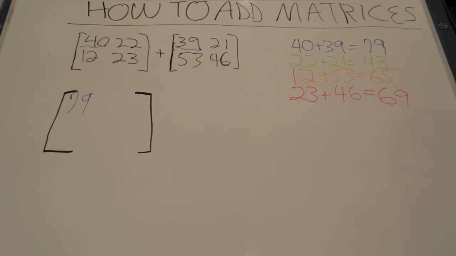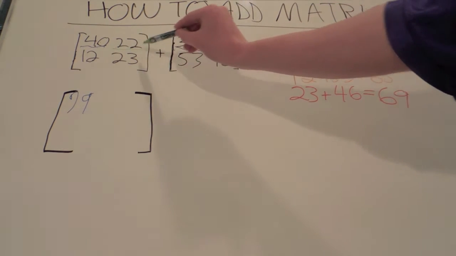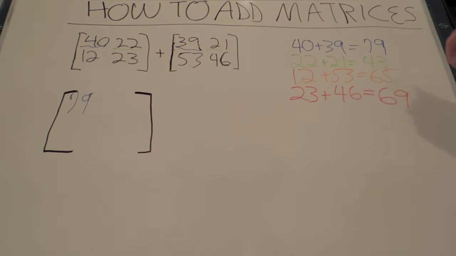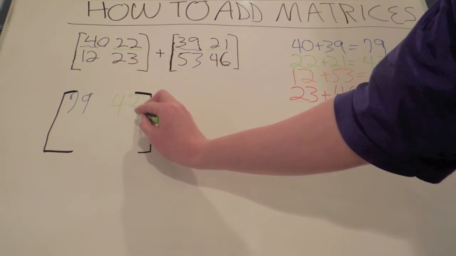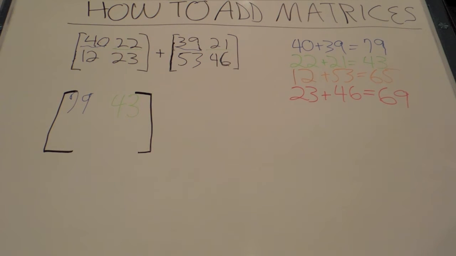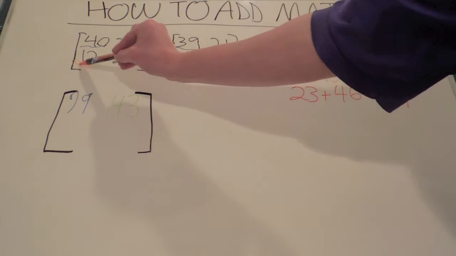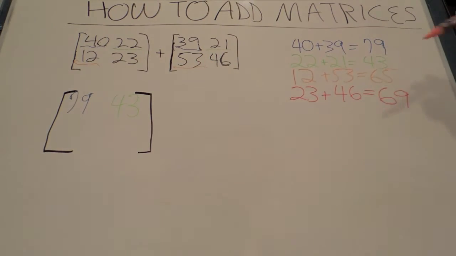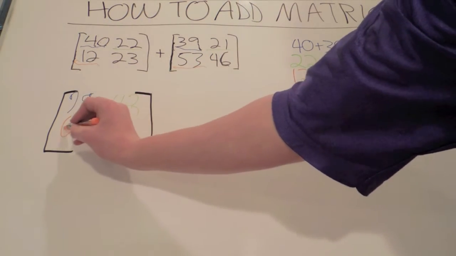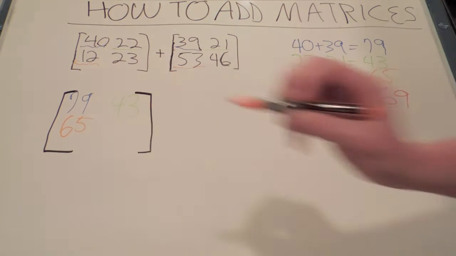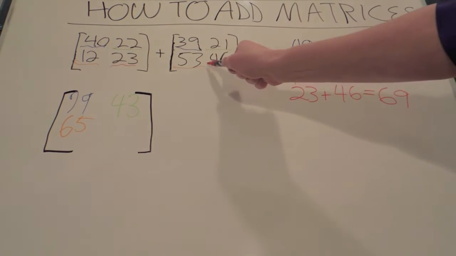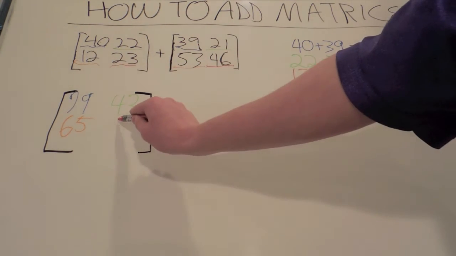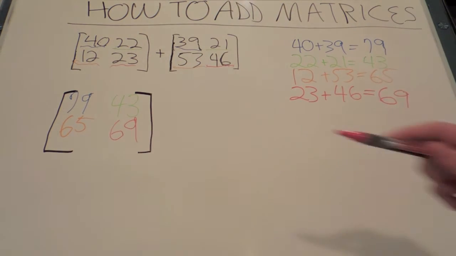Then the second coordinate, we have 22 and 21. Those added together are 43, and we put that right here. Then, on our third coordinate, we have 12 and 53. Those added together are 65. And last but not least, we have our last coordinates, 23 and 46, which add up to 69, and that is how you add matrices.